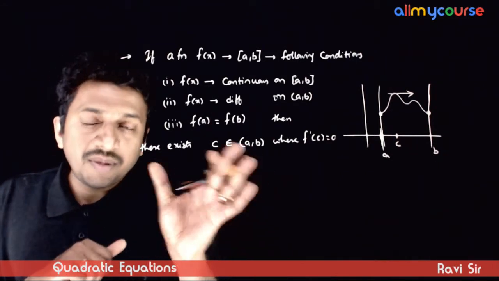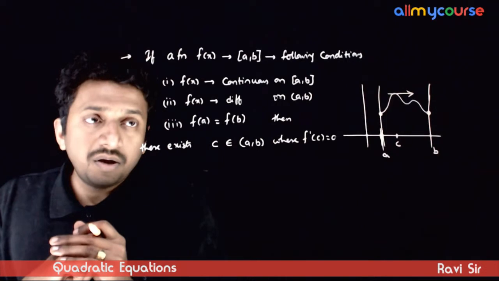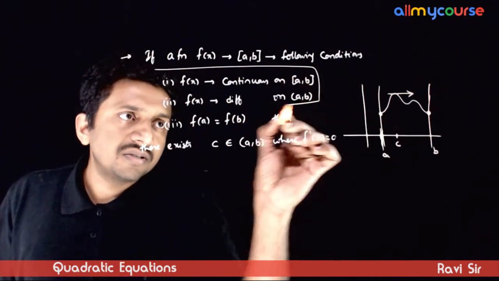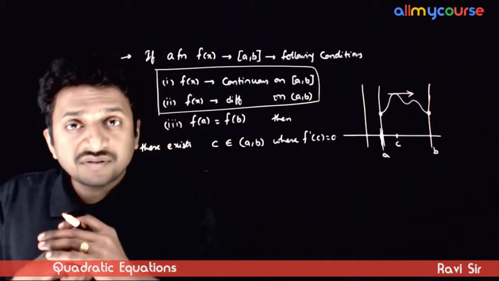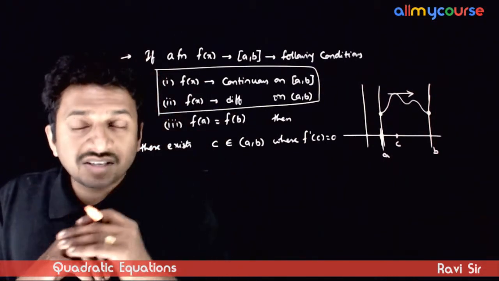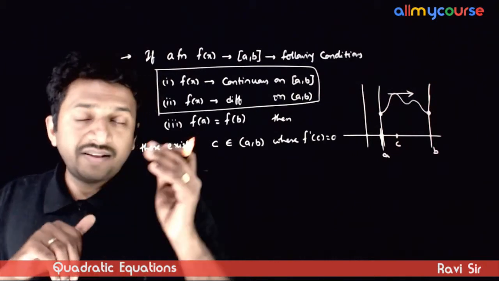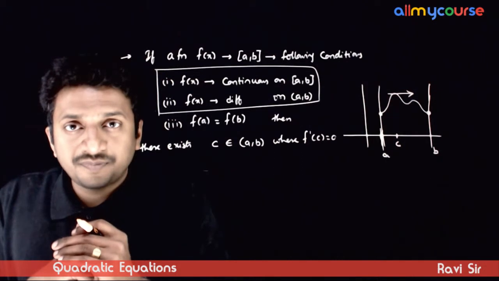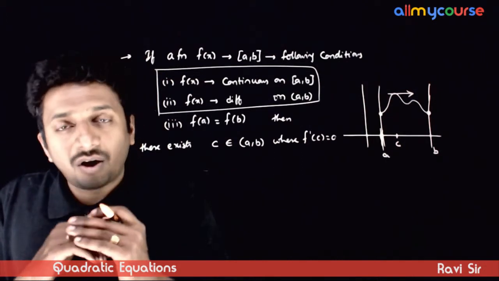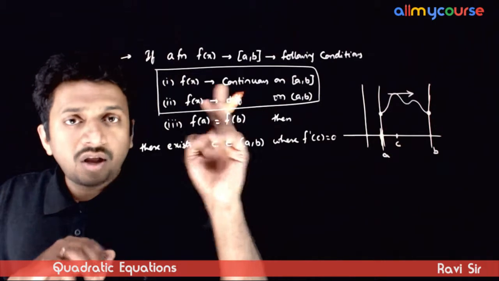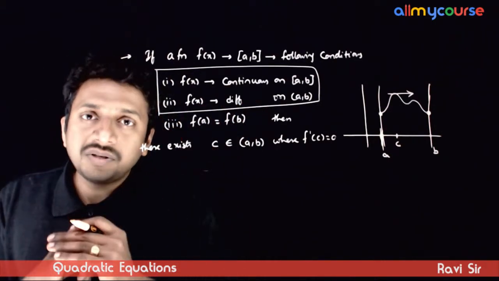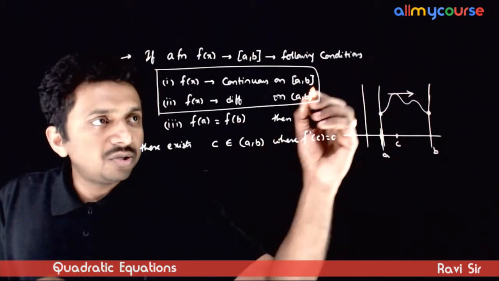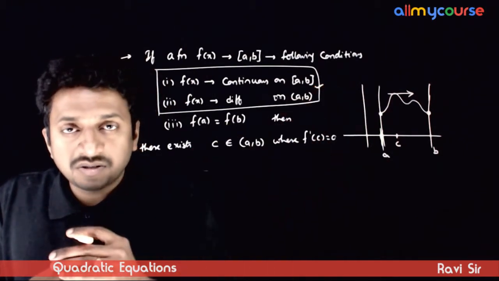This theorem can be applied for polynomial functions because the polynomial functions satisfy the first two conditions. The graphs of polynomial functions are always continuous, they don't break, and they are always differentiable. That is, they don't have sharp edges. You can take any polynomial function of any degree, they will always be continuous over all real numbers, and they'll always be differentiable over all real numbers. So these two conditions are always valid for polynomial functions.